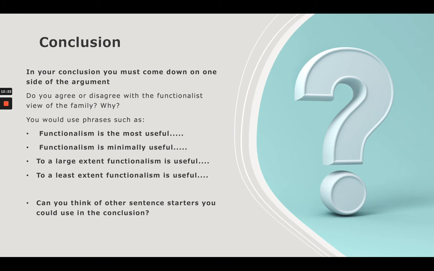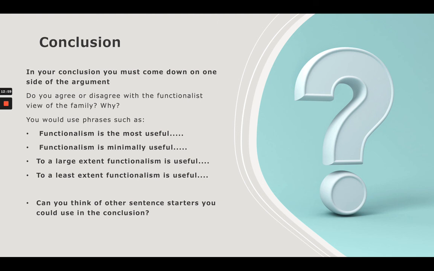Then you're going to go on to your conclusion. So in your conclusion, you must come down on one side of the argument. You have to agree or disagree with the functionalist view of the family, and you have to explain why. So here I've given you a few sentence starters that you can use. So functionalism is the most useful because, and then you would go on to say why. Or functionalism is minimally useful because, and then you would go on to say why.